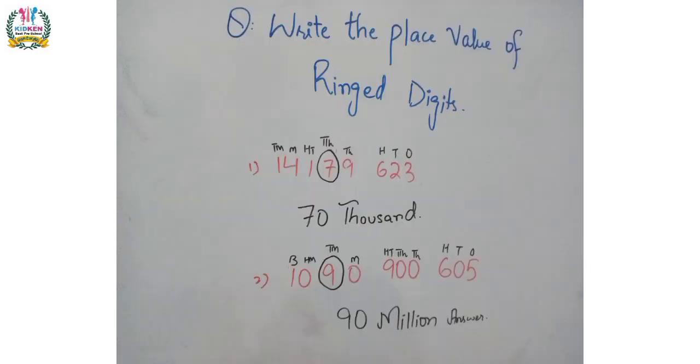Next question is: write the place values of the ringed digits. Simply, you have a question and one of the digits has a ring around it, so you have to write the place value of these ringed digits.